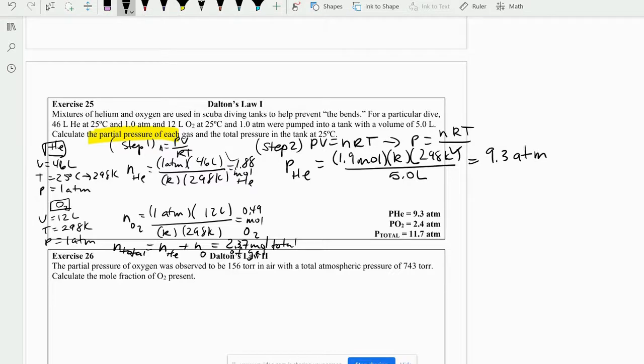Again, we could do the same thing for oxygen. So I'm going to plug these variables into the same equation, but this time for oxygen. Okay, so there you have the pressure exerted by helium and oxygen. We used the ideal gas law and rearranged it to solve for pressure. There is another way you can do this problem, but I am doing it the most straightforward way.